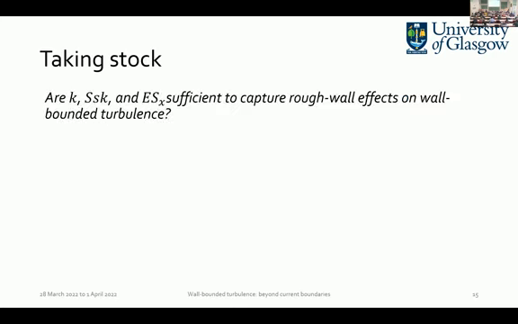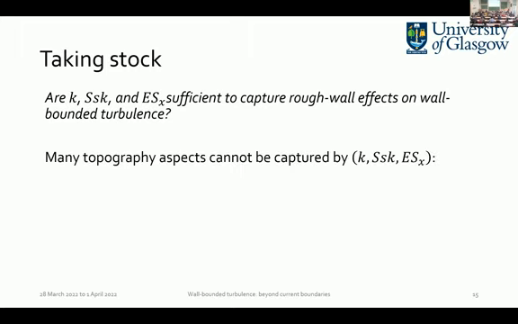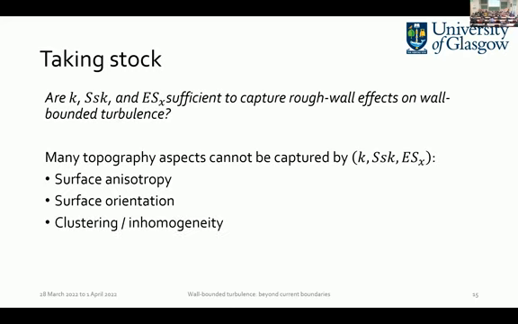Okay, so if we now take stock and ask the question, are these parameters, so roughness height, skewness, and effective slope, sufficient to capture rough wall topography effects? The answer from me is no, because many topography effects cannot be captured by just these three parameters. To point some out, a very obvious one is surface anisotropy, which I will discuss in detail later. The other one is surface orientation, and also the aspects of clustering and inhomogeneity cannot really be captured by these parameters. And there may be, of course, further aspects that are not captured by just these parameters.